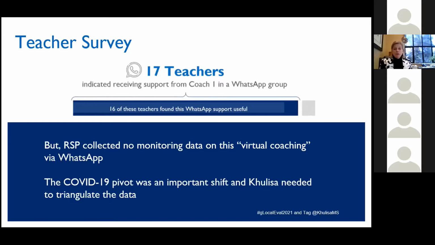And so therefore, we said, okay, we need to triangulate our data and figure out how this is going to work. So our COVID-19 pivot is what we're talking about today, doing this WhatsApp analysis to confirm: did they actually pivot? Was it actually effective? Did it fill in during this big gap for the COVID-19? Next slide.